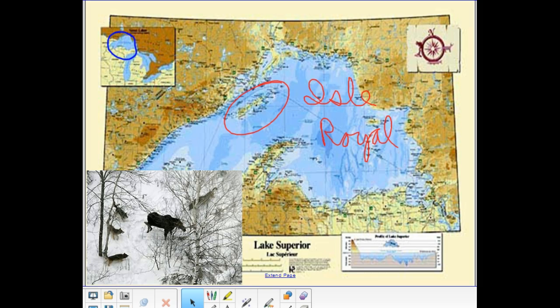Anybody ever heard of Isle Royale? Have you ever been? I'm going to go this summer. I know, I'm really excited about it. Did you camp and stuff? Or okay, we're going to go and actually just stay at a small lodge.